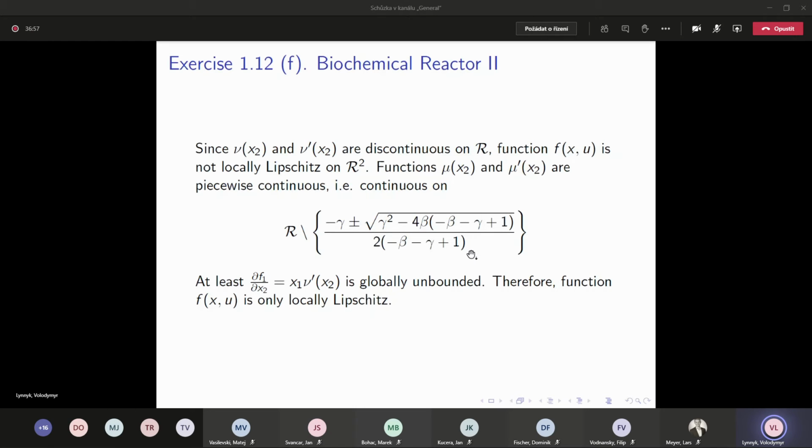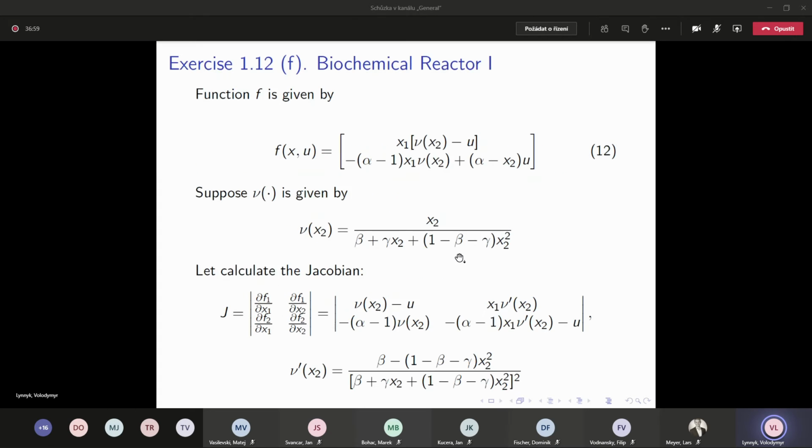Do you have any question in this example? Okay.